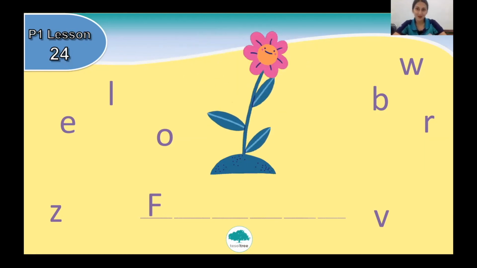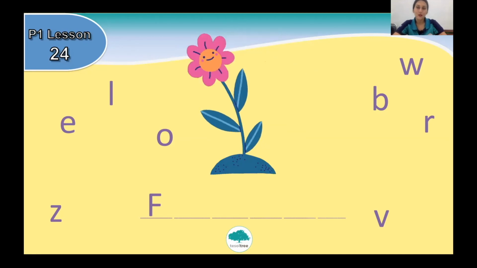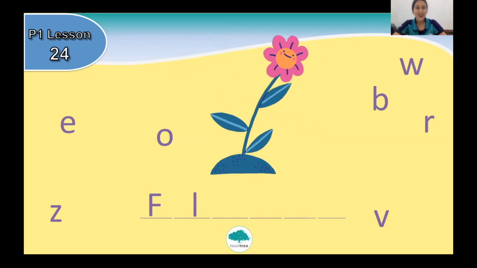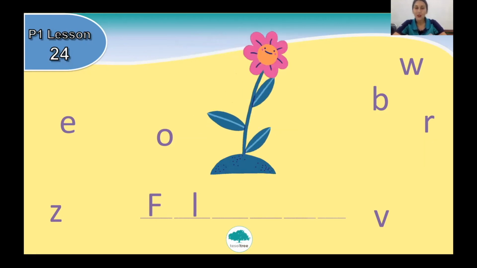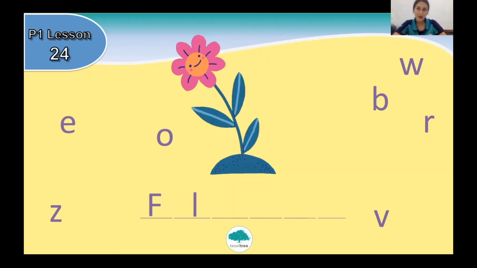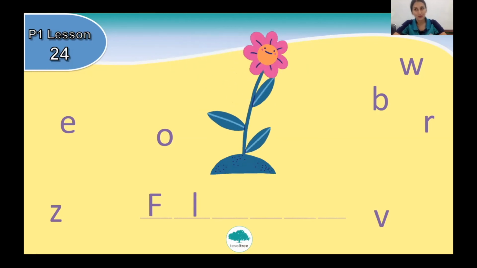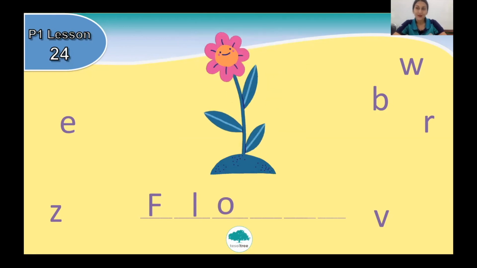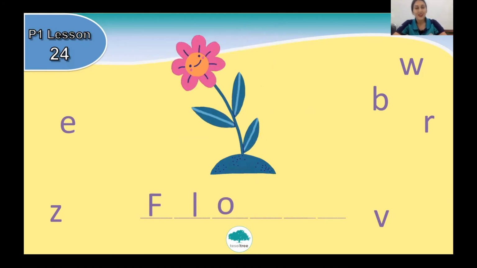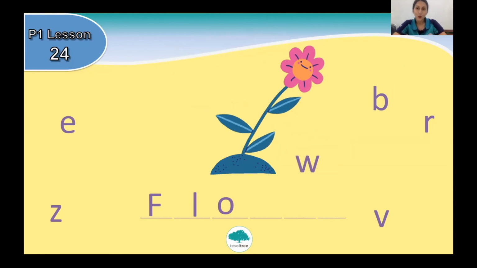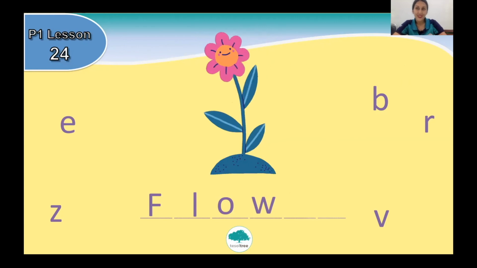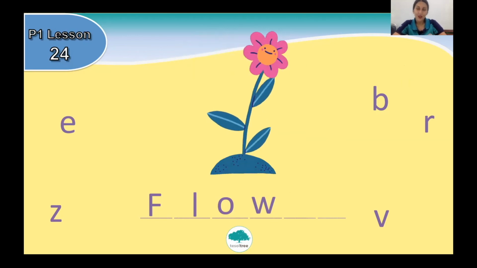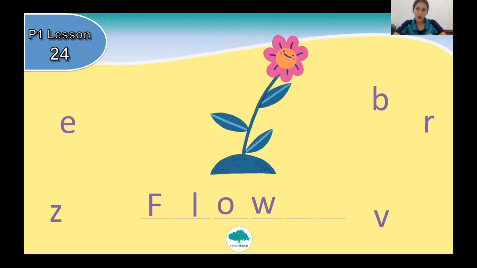Okay, what is going to be next? Right, it should be L. Good job. Okay, our third letter is O. Good, it's O. Flower. Let's continue. Wow, what is this? It's W. Could you pronounce it? Flower.